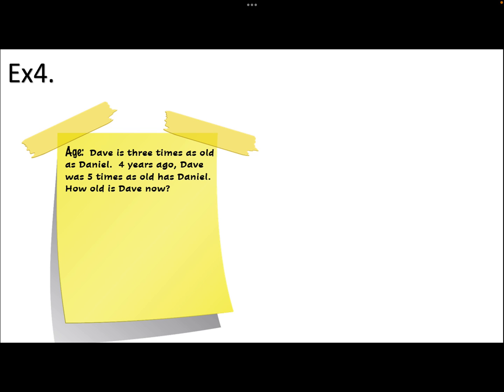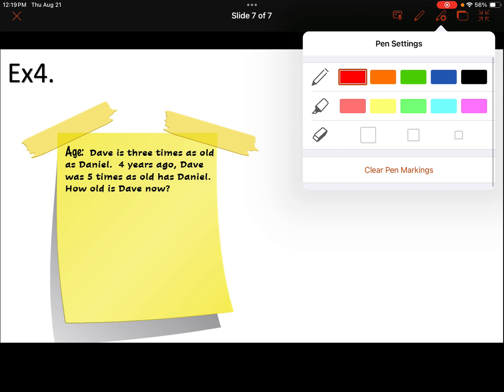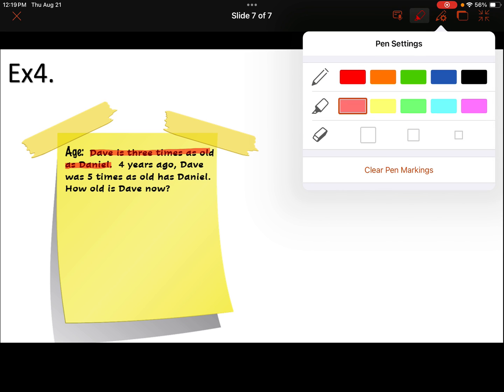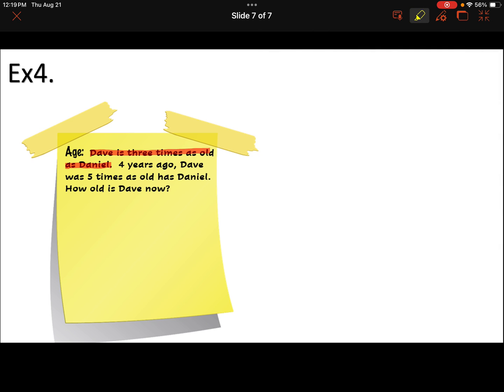Okay, let's look at our last one. This one is just talking age. This is that whole idea of in the future, you're going to get older. In the past, you were younger. Let's read through this problem. Dave is 3 times as old as Daniel. That's in the present, right now. Dave is 3 times as old as Daniel. Now we need to go back in time. It says 4 years ago. That's going to be huge.